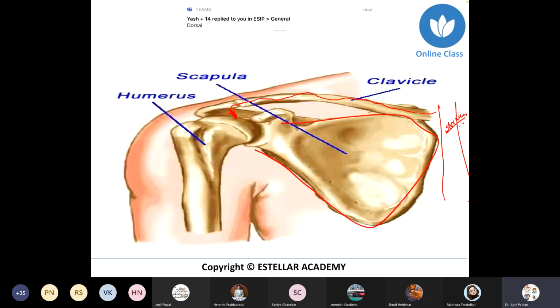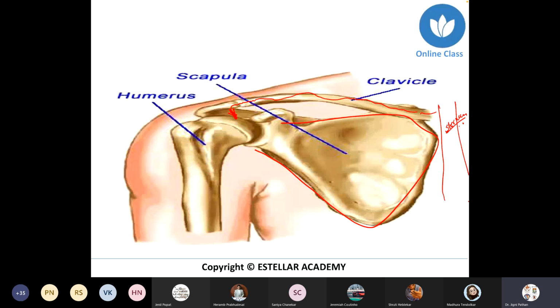Scapula is present dorsal. Yes, very good. So when you take your left hand and put it on the back side, that bone is called the scapula. Somebody told me the clavicle is on the dorsal side. If the clavicle is on the dorsal side, what is present on the scapula? Where is the scapula present? I'm telling you, it's a flat triangular plate which is found on the dorsal side.